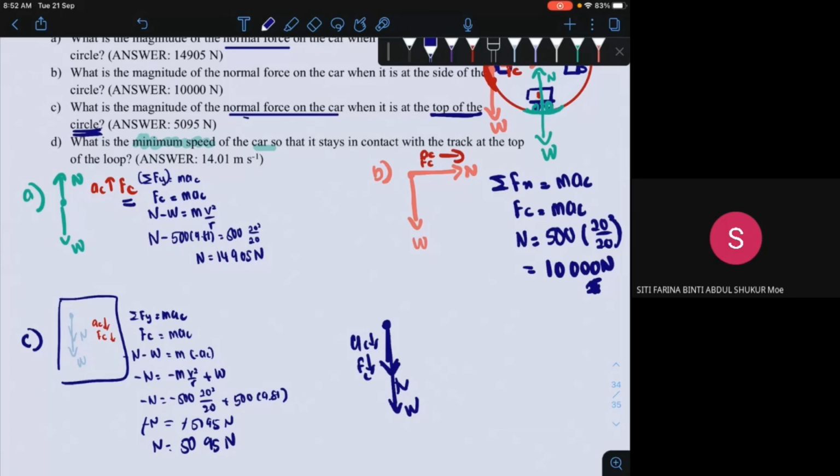Dia kata what is the minimum speed so that it stays in contact with the track. Okay, apa kelajuan yang paling minimum you need supaya dia masih in contact? Maksudnya the tire of your car must be touching the track. Okay, paling minimum, kelajuan paling minimum. Okay, apa jadi kalau dia tak sentuh dekat sini? Contoh ini track kamu, ini tayar kamu. Kalau dia tak sentuh, apa yang akan jadi?